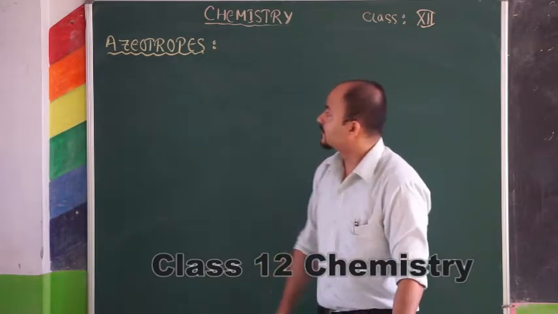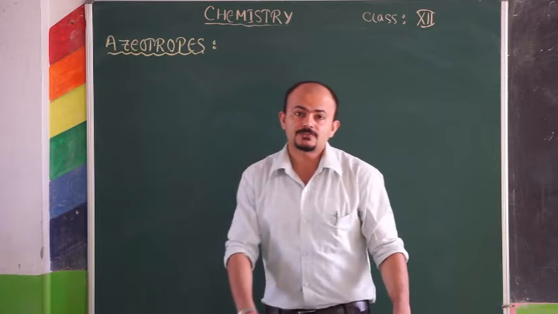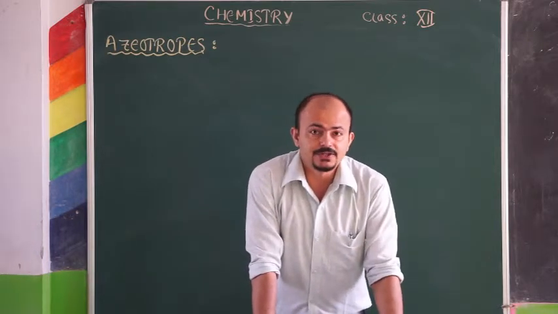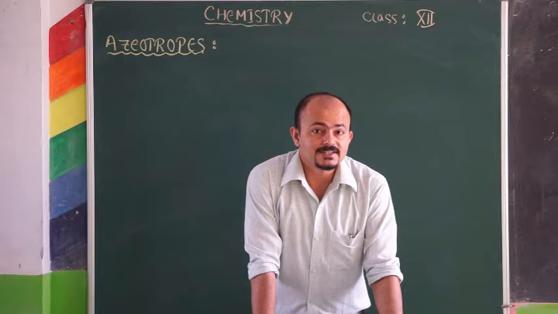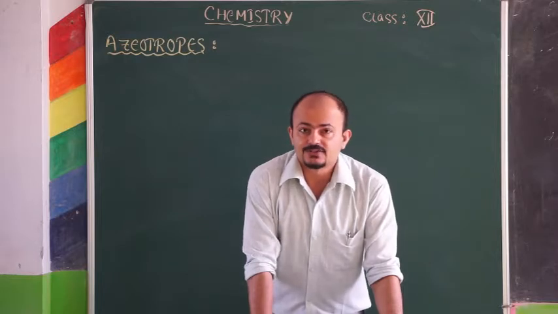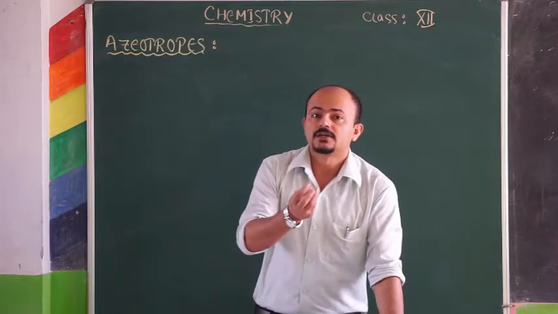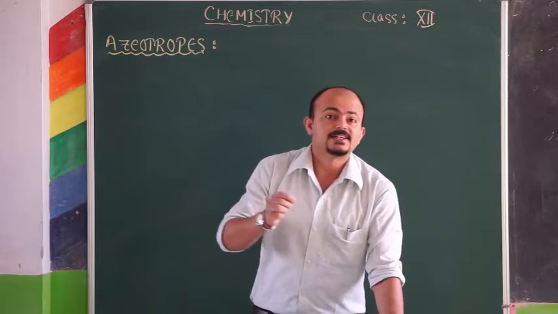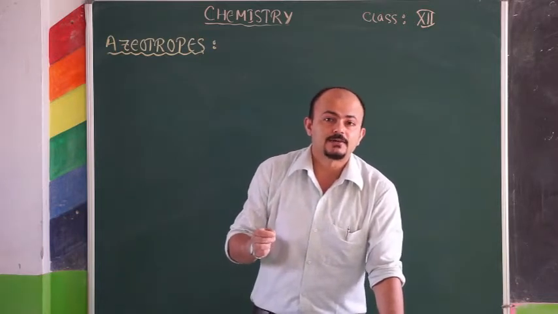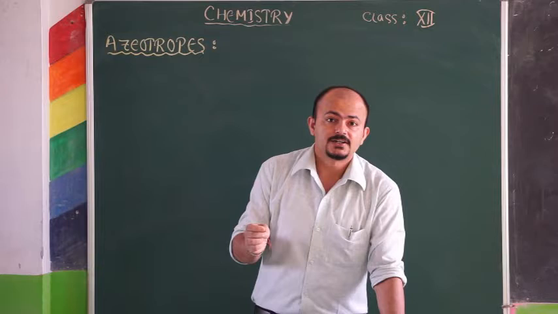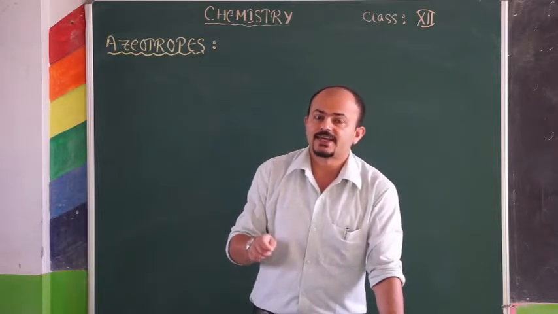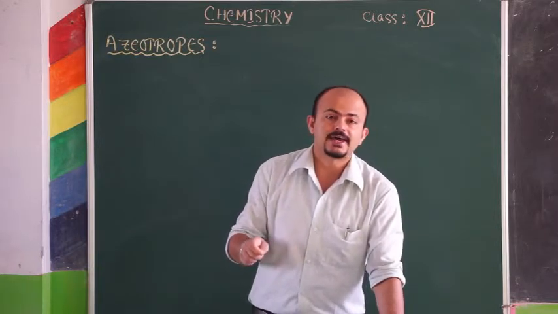We will be discussing azeotropes. Azeotropes are mixtures of liquids which boil at a constant temperature like a pure liquid, such that the distillate has the same composition as the liquid mixture. Such mixtures are known as constant boiling mixtures or azeotropes.